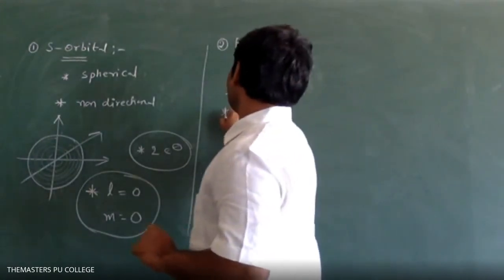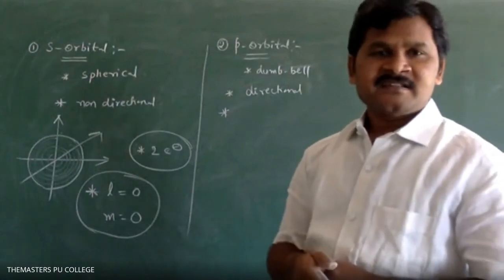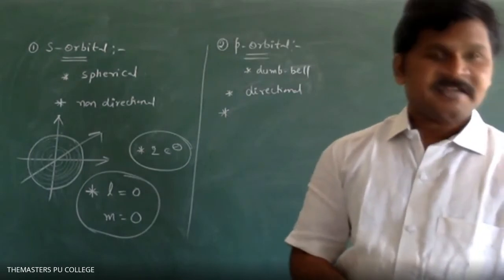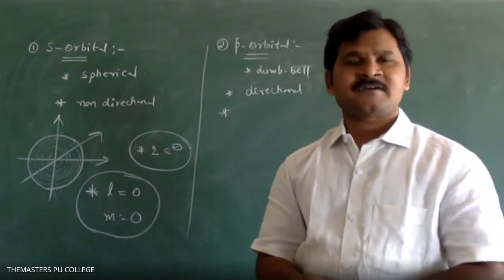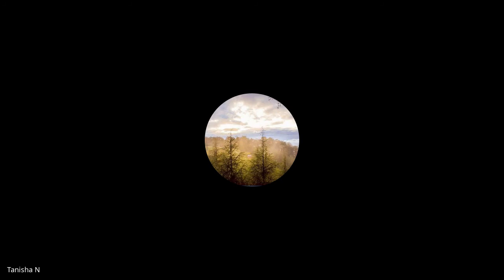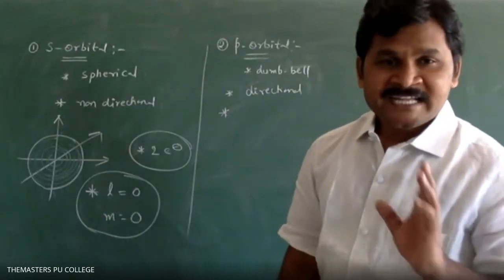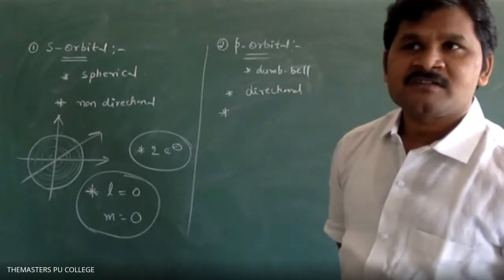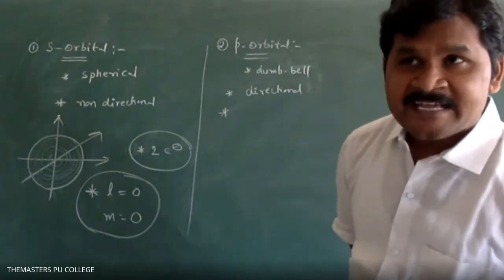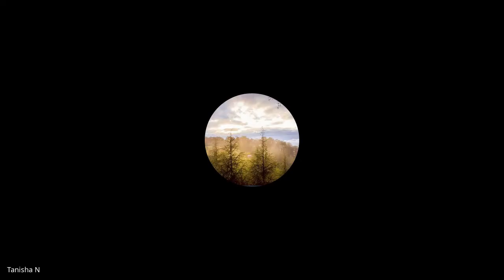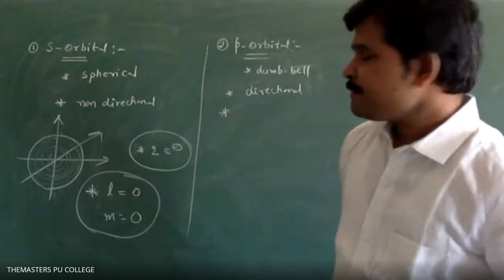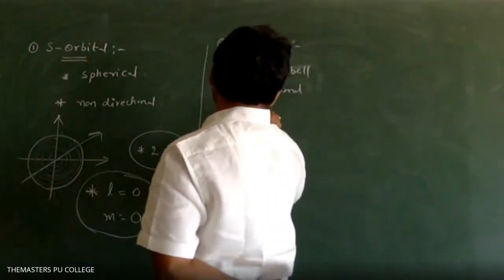Next, another important point: P orbitals are threefold degenerate orbitals. What is threefold degenerate? P orbitals, how many boxes? 3 boxes. So that's why these are called threefold. D orbitals have 5 boxes. So that's why D orbitals are called fivefold. These are threefold degenerates.